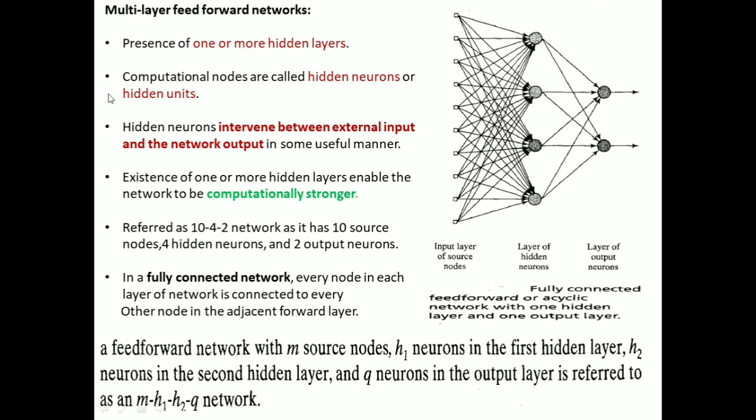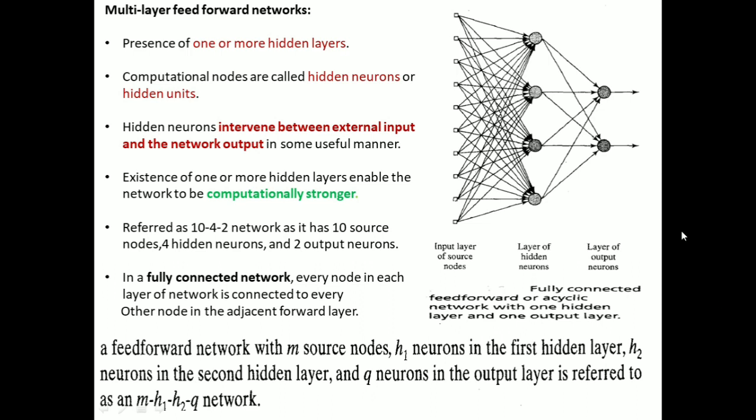And the next type of architecture is multi-layer feed forward neural networks. If you see in the diagram, you have one or more hidden layers. See here in this diagram, we have only one hidden layer in this particular multi-layer feed forward neural network. A feed forward neural network can have more than one layer of hidden neurons also. Okay, so here the computational nodes are both the hidden layer neurons and the output layer neurons. Okay, so these hidden neurons are intervening between the external inputs and the network output.